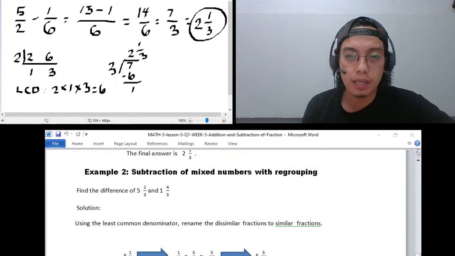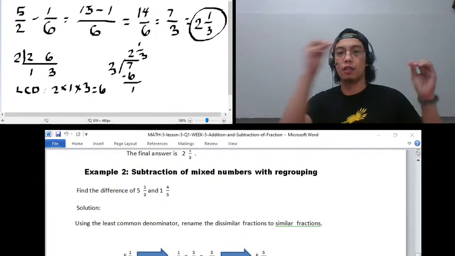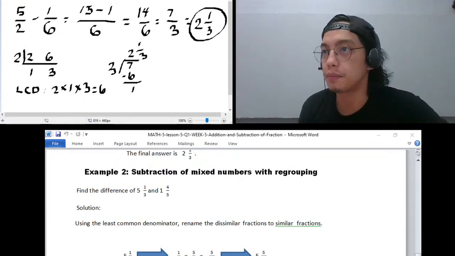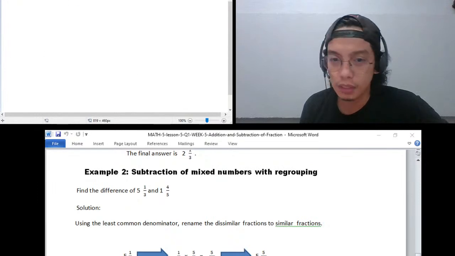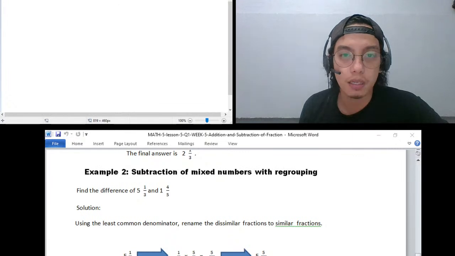Let's move forward. Subtraction of mixed numbers with regrouping. Let's try that. Regrouping ng good kay kung may mixed number, i-group together ang whole number. I-group together po ang denominator, I mean fractions. Okay. Let's see first if we have some comments. We don't have. Okay.